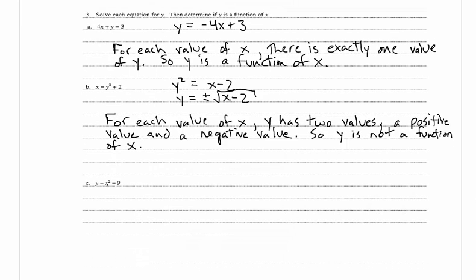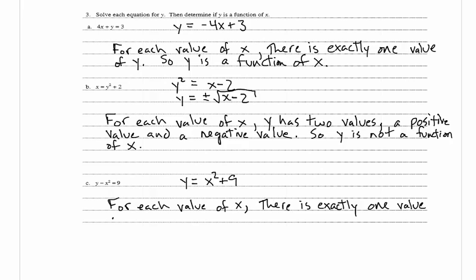In C, we have y - x² = 9. So if we solve this for y, we would add x² to both sides, and we get y = x² + 9. And for each value of x, there is exactly one value of y. So y is a function of x.